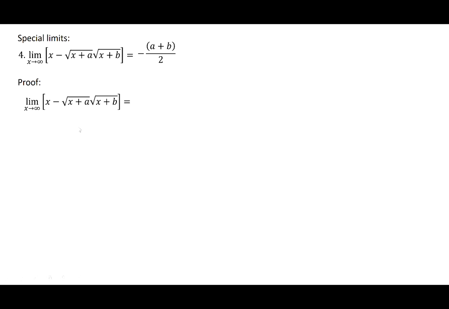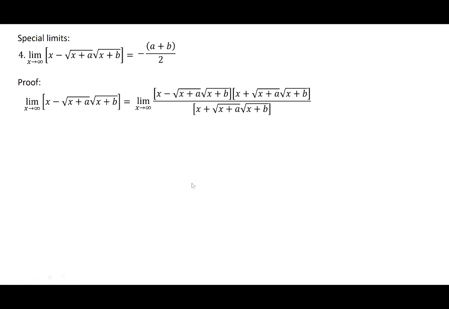Well, could we multiply and divide by the conjugate? What do I mean by that? Multiply both the top and the bottom by x plus square root of x plus a times square root of x plus b. Okay, what good does that do? Let's see. Look at the top. I know it looks complicated, but does it look like a minus b times a plus b? All said and done? Yeah. What is a minus b times a plus b?